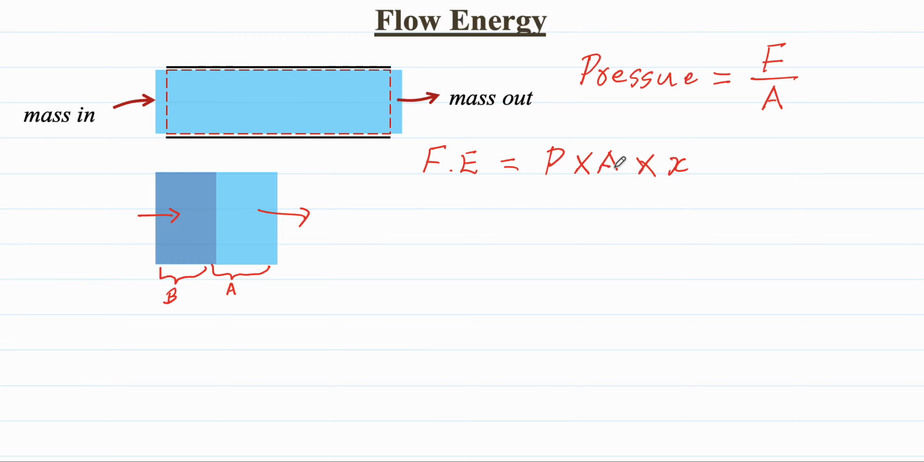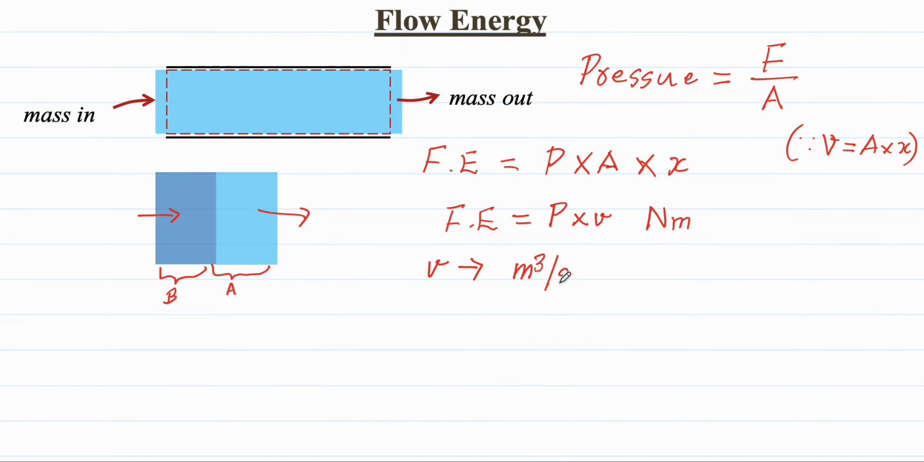We can rewrite this again using volume, because we know that volume V is equal to area into height, which is nothing but A into X. So we can write it as pressure into volume. So flow energy is equal to pressure into volume, and it has a unit of Newton meter. And this volume is not just volume. V is the volumetric flow rate, which has a unit of meter cube per second.